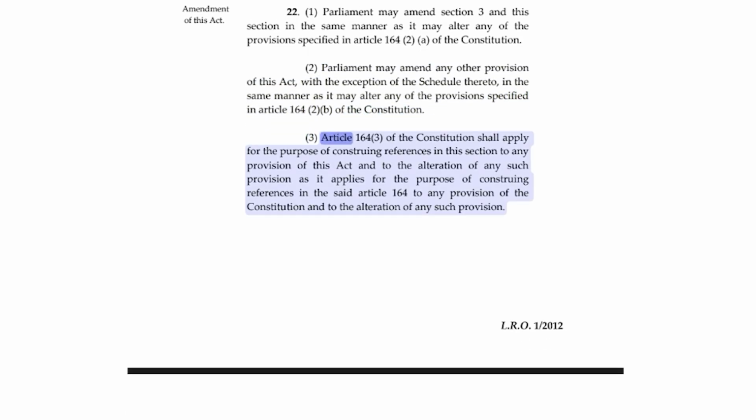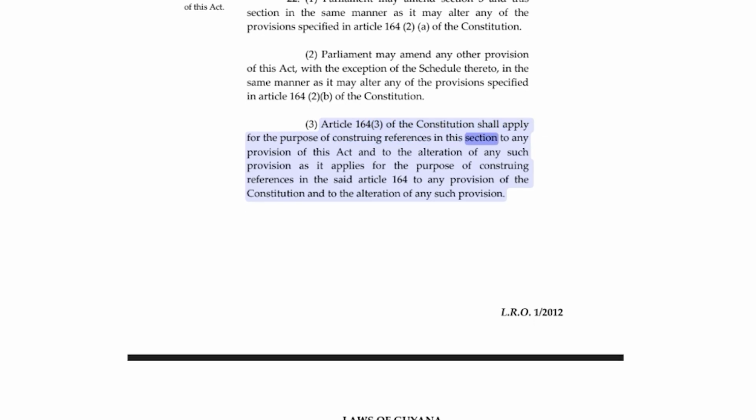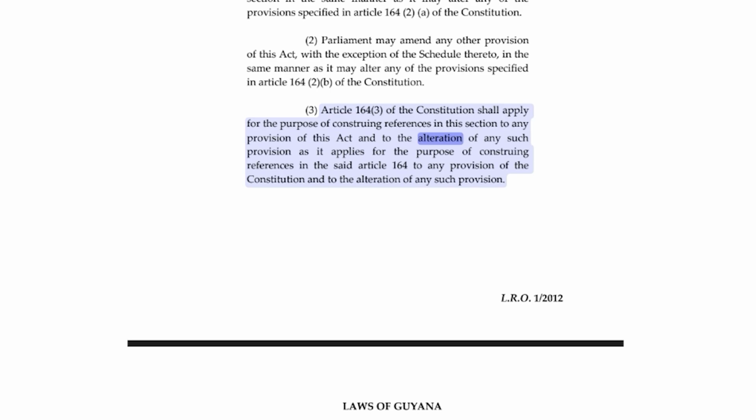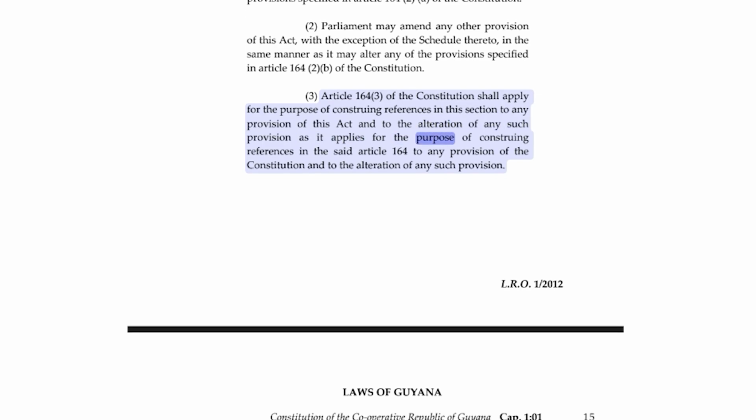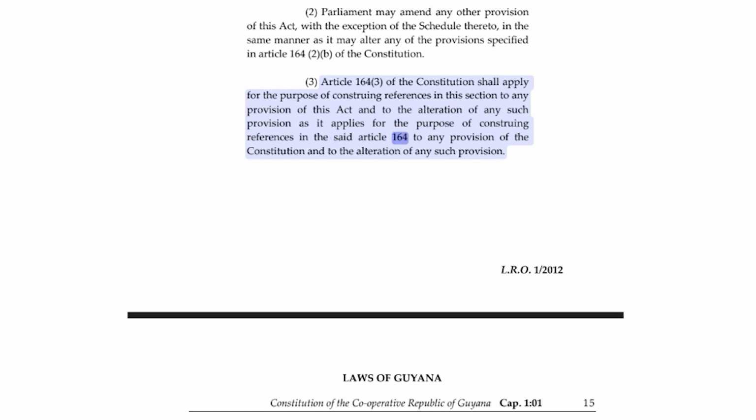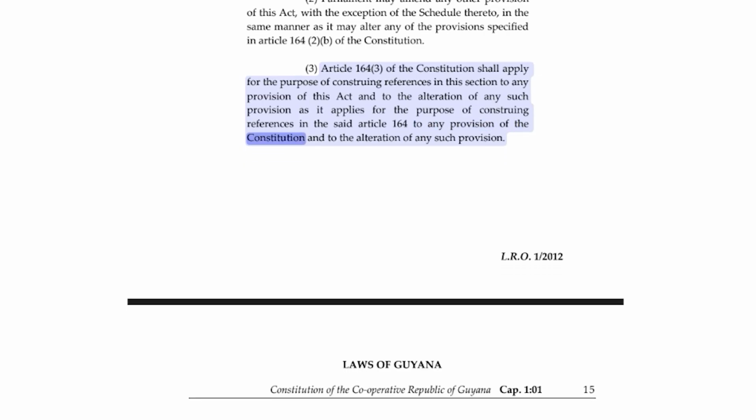3. Article 164(3) of the Constitution shall apply for the purpose of construing references in this section to any provision of this Act, and to the alteration of any such provision as it applies for the purpose of construing references in the said Article 164 to any provision of the Constitution, and to the alteration of any such provision.